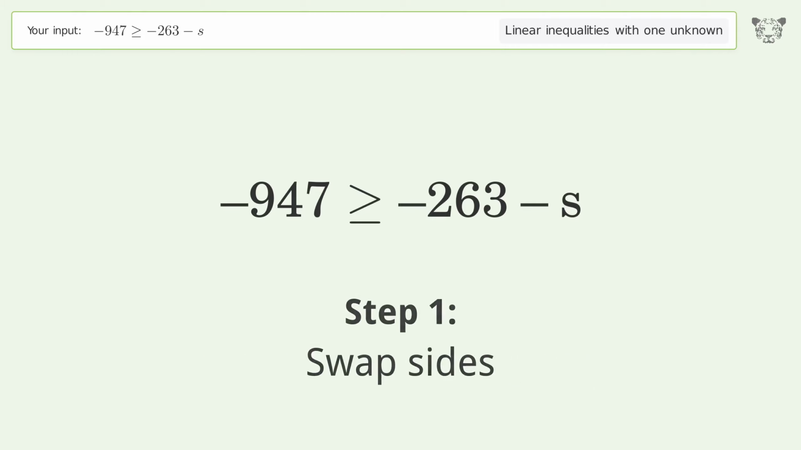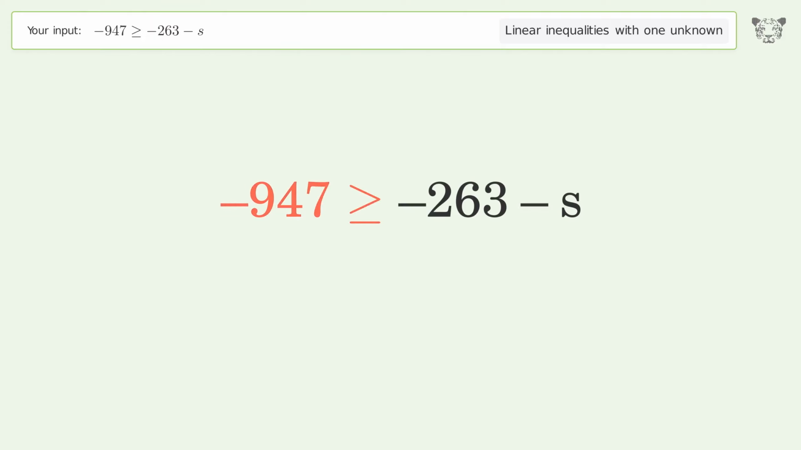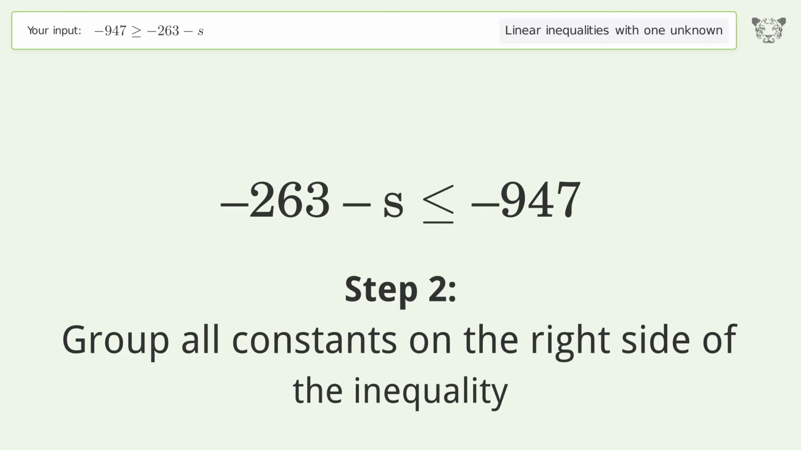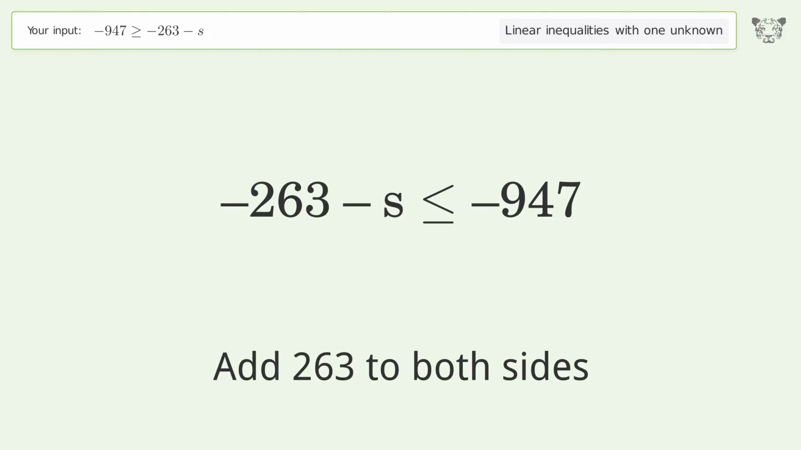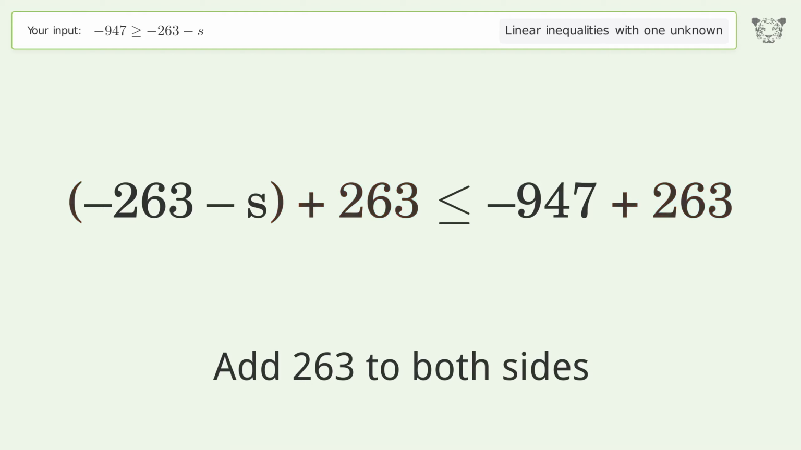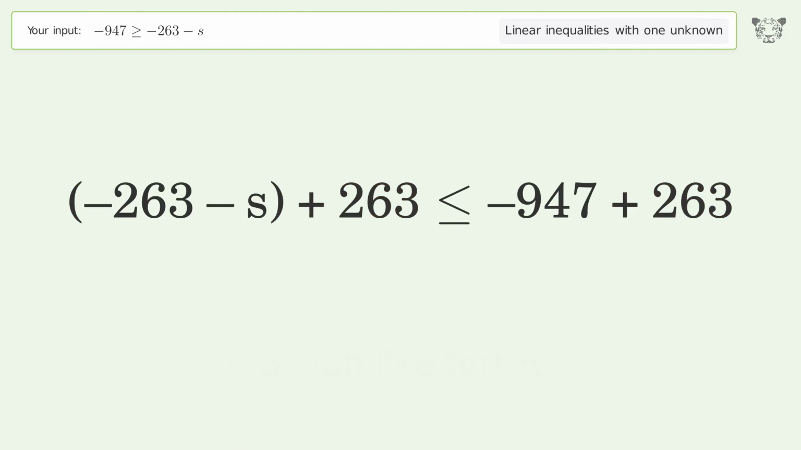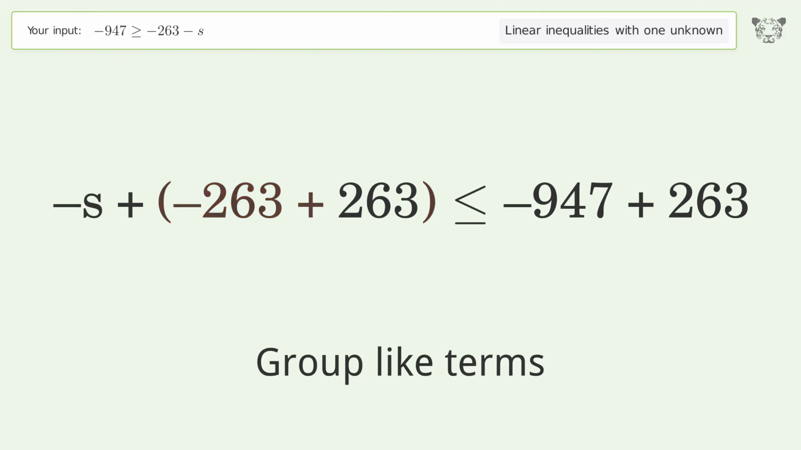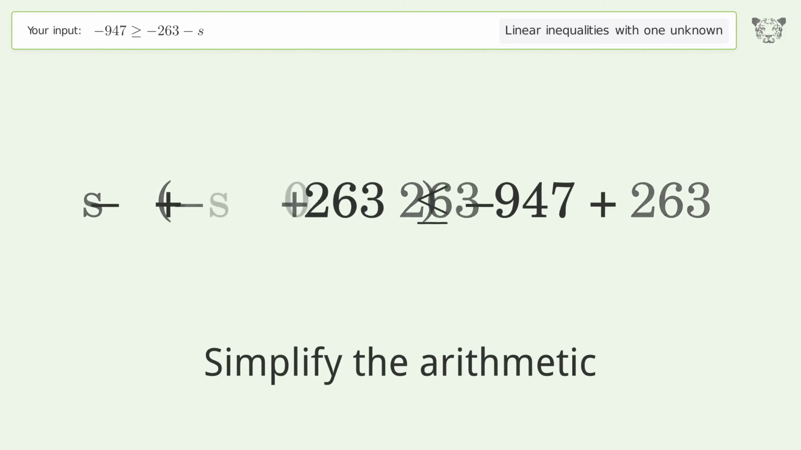Swap sides. Group all constants on the right side of the inequality. Add 263 to both sides. Group like terms. Simplify the arithmetic.